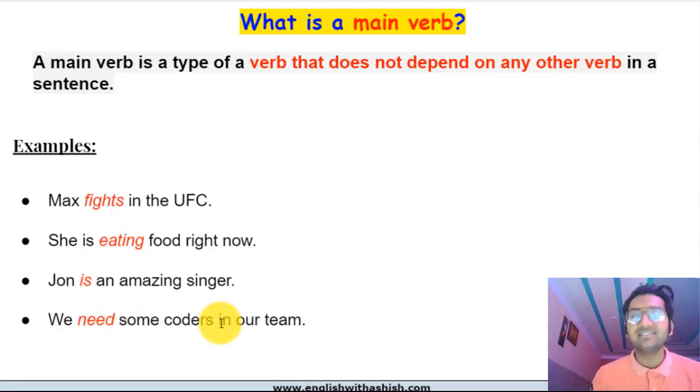We need some coders in our team. We need is the main verb, right? If there is no other verb in a sentence, whatever the verb you have in a sentence, that is the main verb, right? But we'll talk about all the different types.